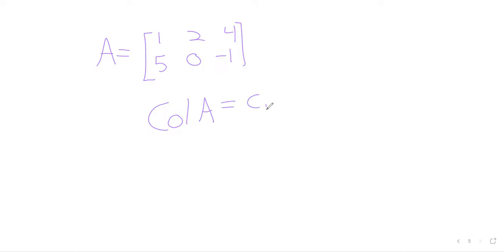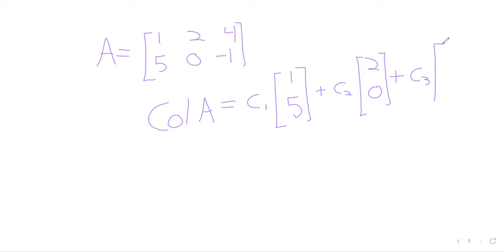Like if A is the matrix 1, 2, 4, 5, 0, -1, then the column space of A is all the vectors that can be written as a linear combination of these columns. We're going to come back to this, though.